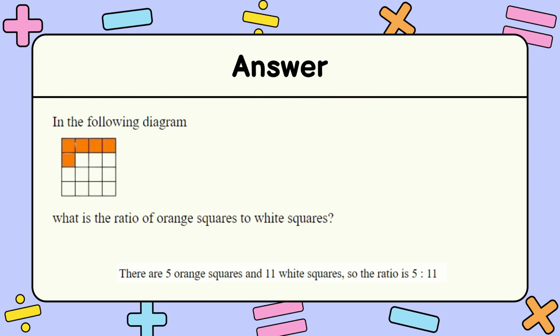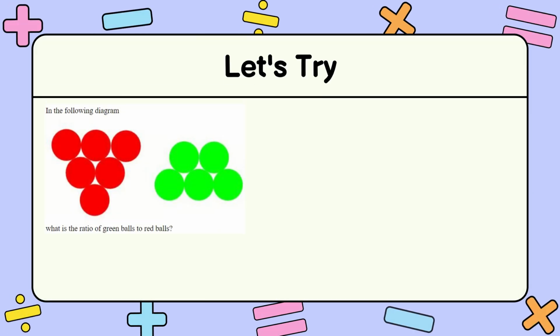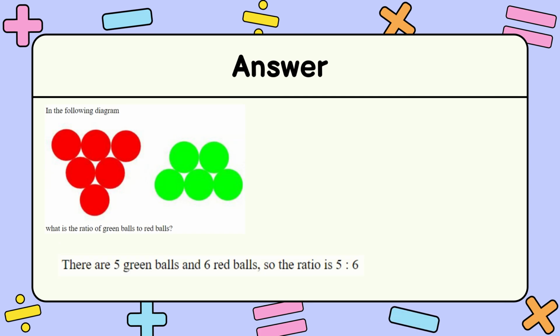So, here, there are 5 orange squares and 11 white squares. So, the ratio is 5:11. Hope this problem makes sense. Perfect. Let's move on. Try this example now. So, here, we have 5 green balls and 6 red balls. So, the ratio of green balls to red balls is 5:6.